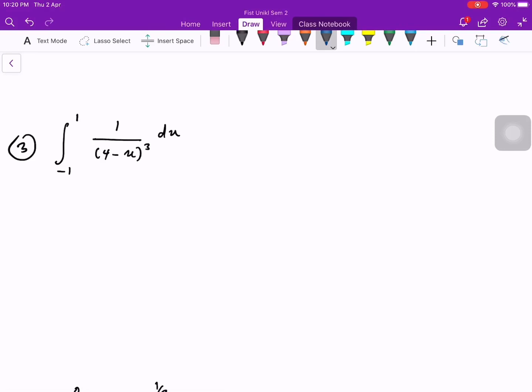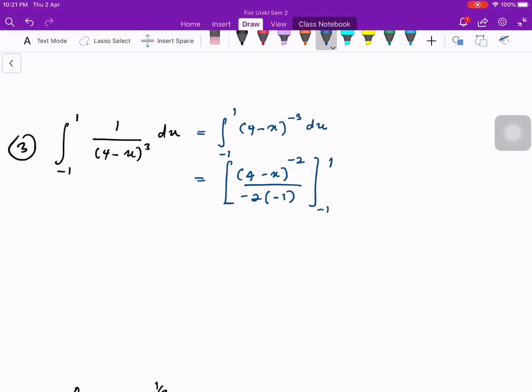So kita ada 1 over 4 minus x to the power of 3 dx. So yang ini kita boleh tukar dia kepada negative index of a limit from minus 1 to 1. We have 4 minus x to the power of minus 3 dx. So the same thing, we are going to use the rules of power of integrations, whereby we are going to have 4 minus x to the power of minus 3 plus 1 become minus 2 divided by minus 2 times the coefficient of x, which is minus 1, and we have a limit from minus 1 to 1.